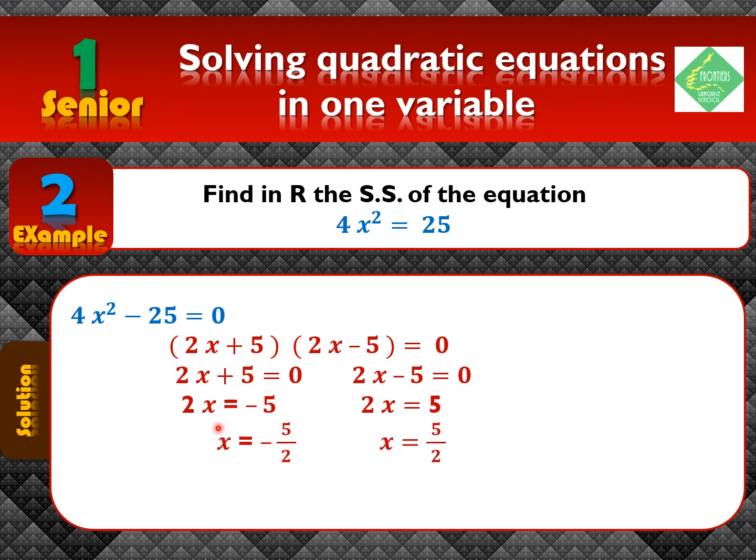Here I get x, dividing both sides by 2, as I want x alone, I get negative 5 over 2, and from the other hand side I get x equals 5 divided by 2, I will get x equals 5 over 2. I have two solutions, so the solution set is negative 5 over 2 and 5 over 2.